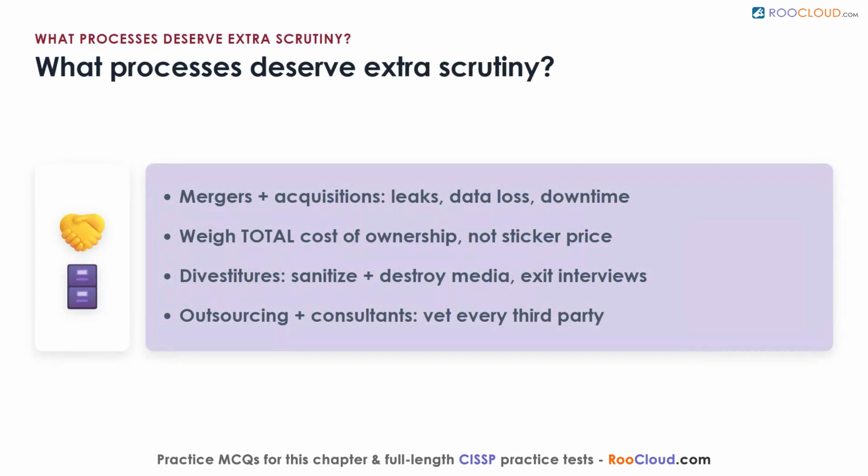What organizational processes deserve extra scrutiny? Anything that shakes up the organization raises risk, so governance has to cover it. Mergers and acquisitions bring danger, from leaked information and data loss to downtime and poor return. Buy without security in mind, and the flaws in what you acquired ride along for the product's whole life. So weigh the total cost of ownership, not just the sticker price.